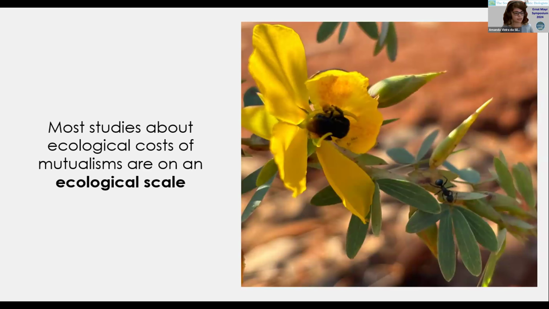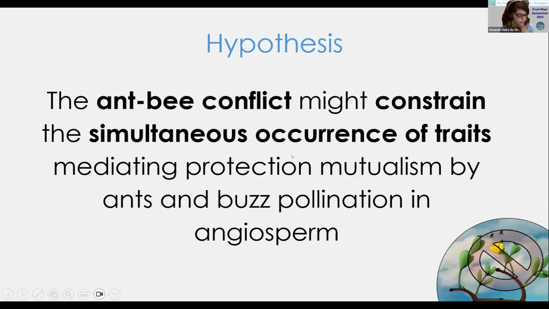But most studies investigating this interference of one mutualism in another, or of one ecological interaction in another, are usually from an ecological scale. And I think this is one of the first studies to investigate this from an evolutionary scale. So here we hypothesized that this ant-bee conflict might constrain the simultaneous occurrence of traits mediating the protection mutualisms by ants and bee pollination in angiosperms.